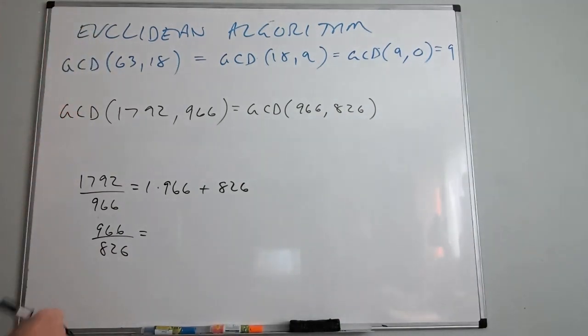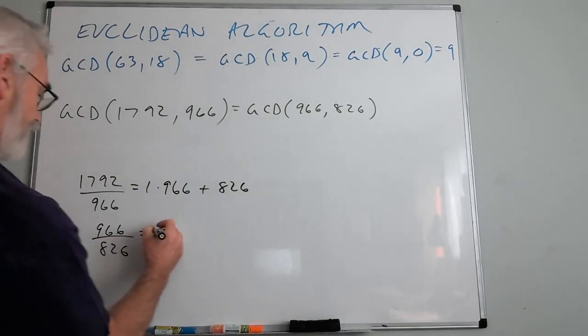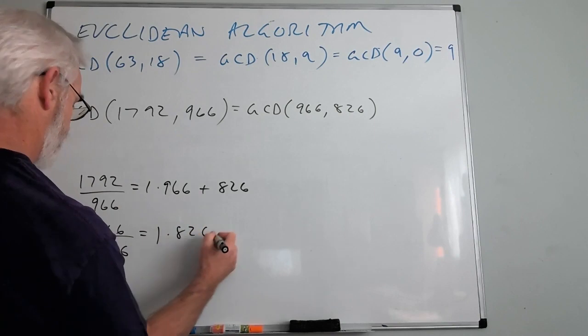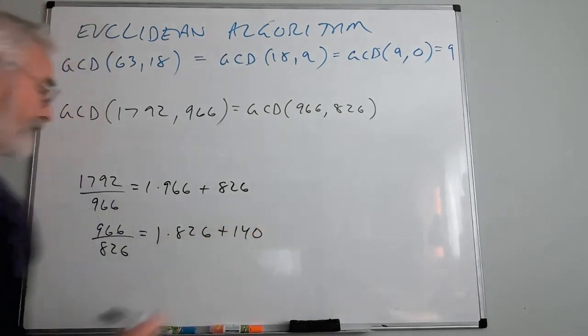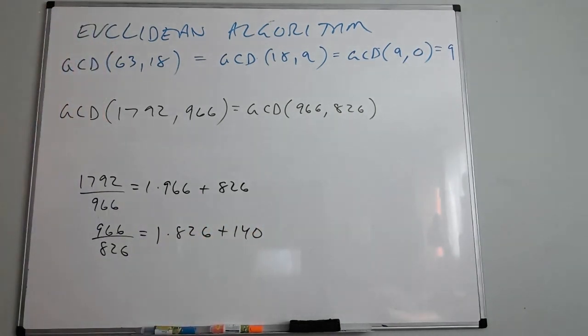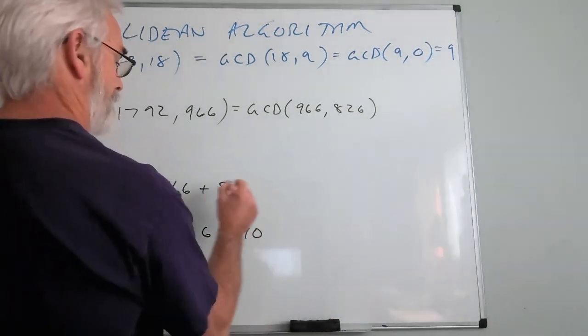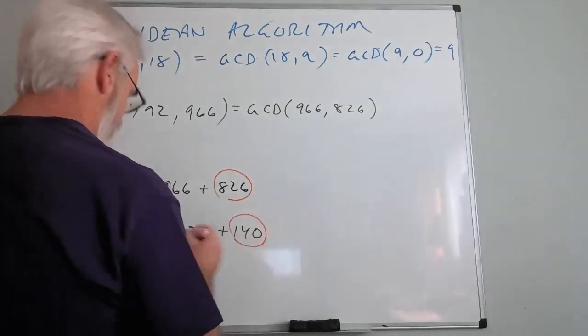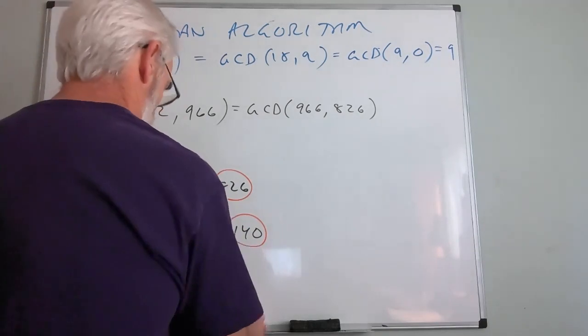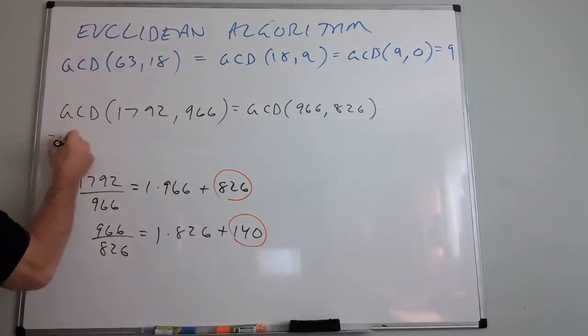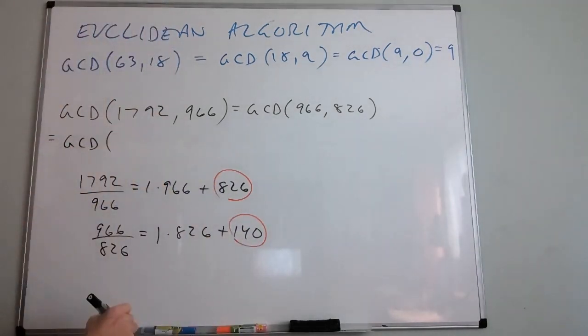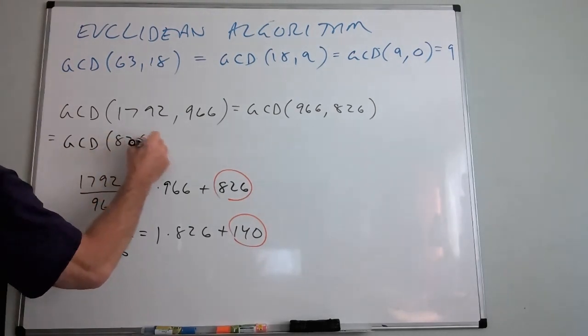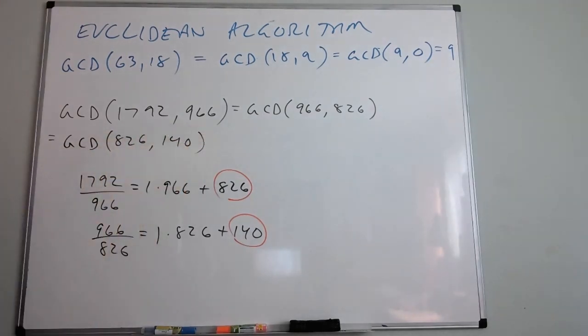Oh, okay. So I'm going to take 966 and subtract one multiple of that. So this will be 1 times 826 with the remainder of 140. So we should probably circle these. That's going to be the next number we use. Okay, so I've got 826, 140.